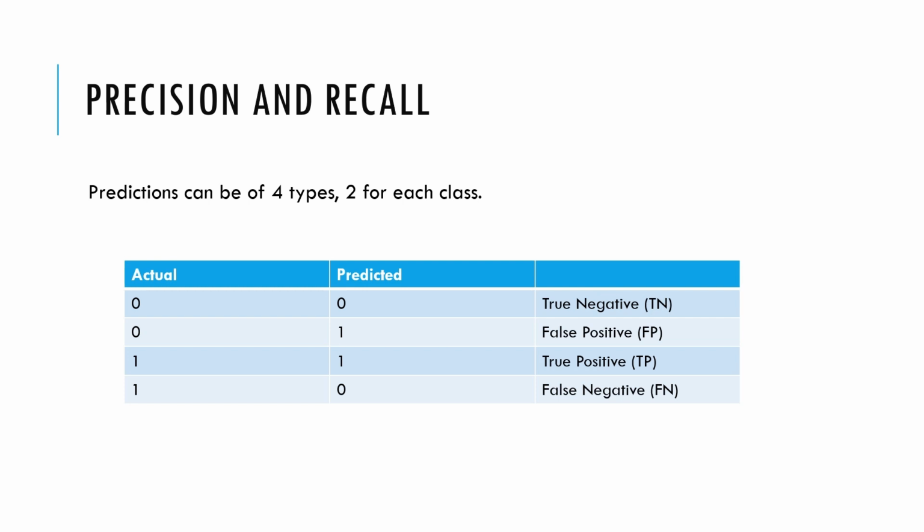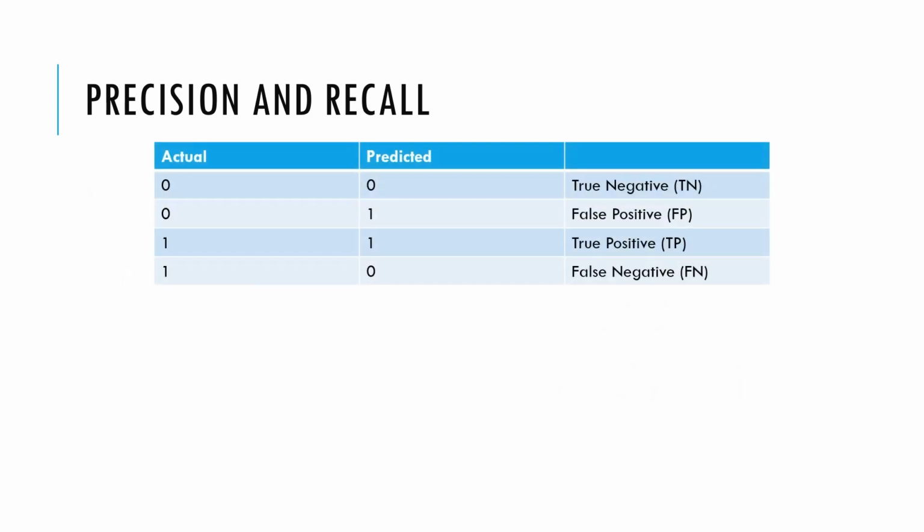For the third case, where both actual and predicted values are 1, we designate it as a true positive. And lastly, where the actual value is 1 but the predicted value is 0, that is, the model has made an error and falsely predicted as a negative class, we designate it as a false negative. We define precision and recall based on this table.